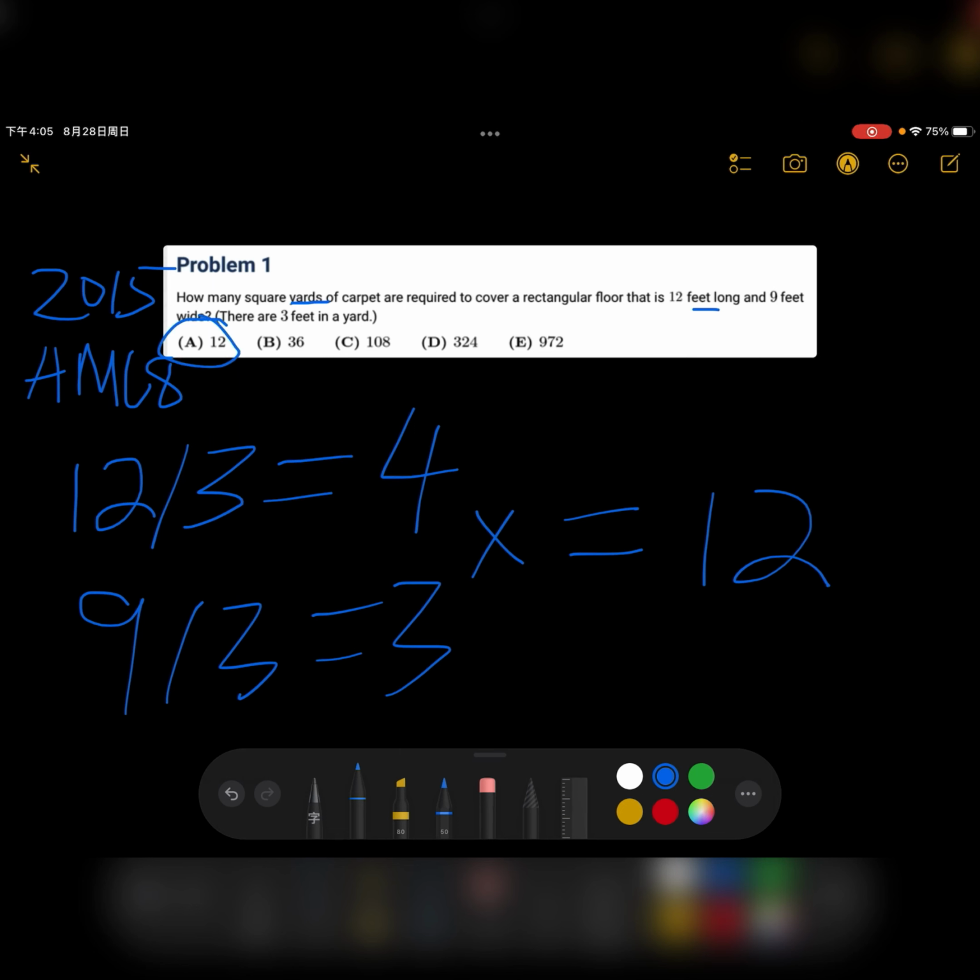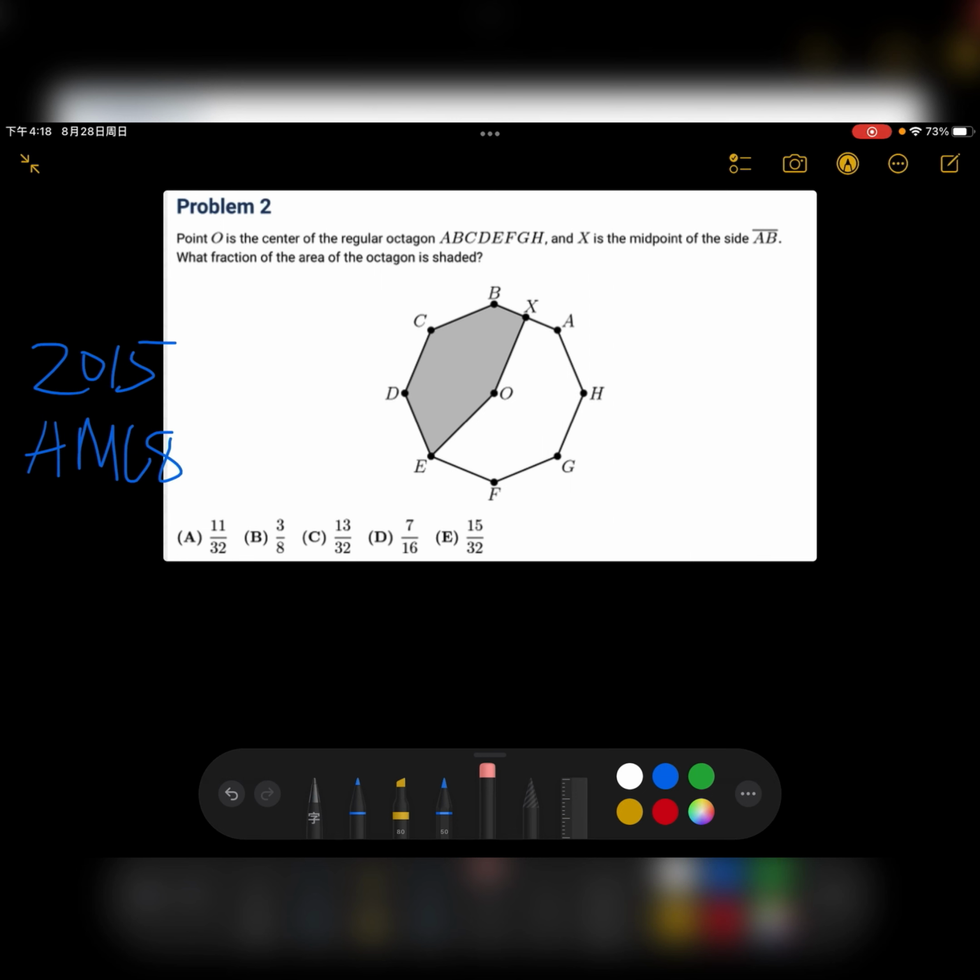Okay, and now problem 2. Point O is the center of the regular octagon ABCDEFGH, and X is the midpoint of the side AB. What fraction of the area of the octagon is shaded?